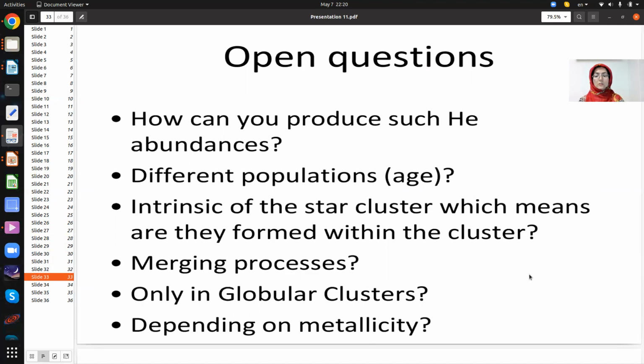are they formed within the cluster? What about the merging process? Only in globular clusters, or depending on metallicity? What about the metallicity?